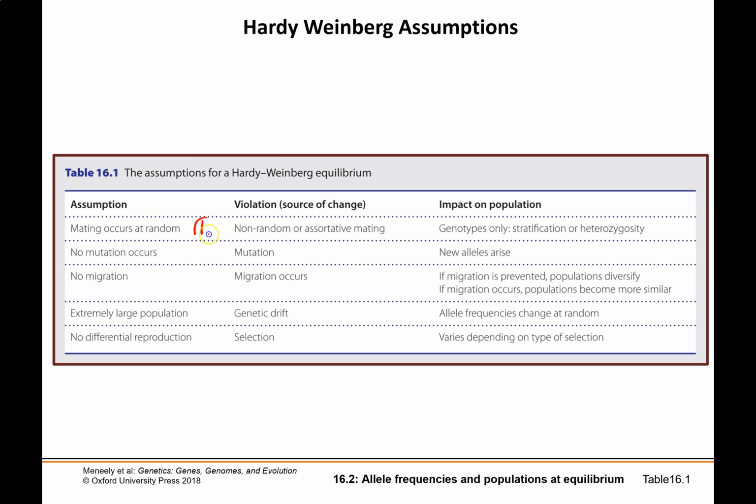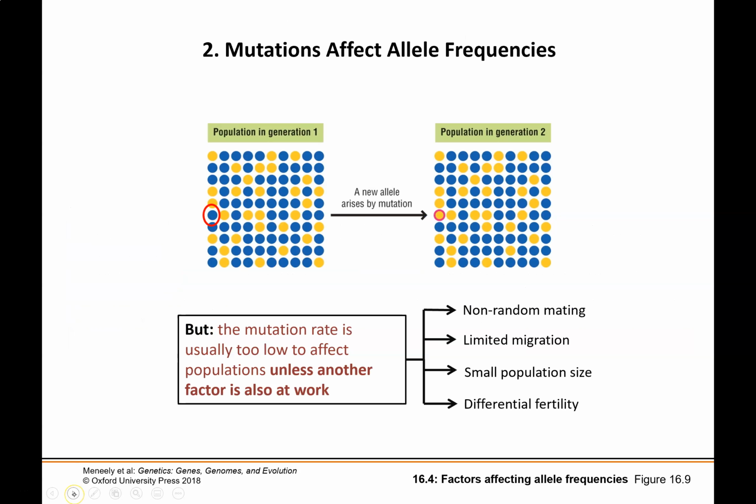So we went through random mating. Now we're going to go through the other 4 parts of the Hardy-Weinberg assumptions. We'll talk about mutation, migration, population size, and selection. Again, make sure that you know all the assumptions, make sure you know what the violation is, and make sure you know how it affects the population's allele frequency. All right, so let's dive in.